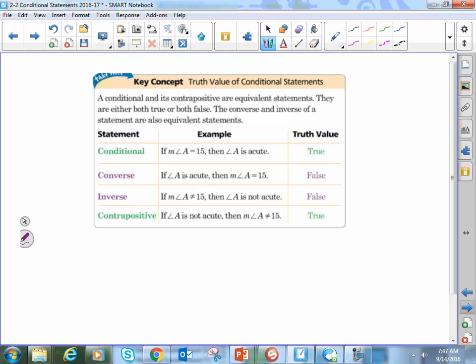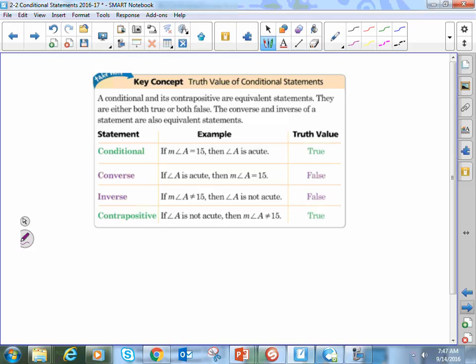So far, we've been talking a good amount in our previous lessons about when something is true and when something is not true. And if something is not true, having to create a counterexample to explain why it's not true. Well, all of the conditional statements, the converse, the inverse, and the contrapositive, all of those follow a true-false logic as well. Those statements are either true or they're false also.